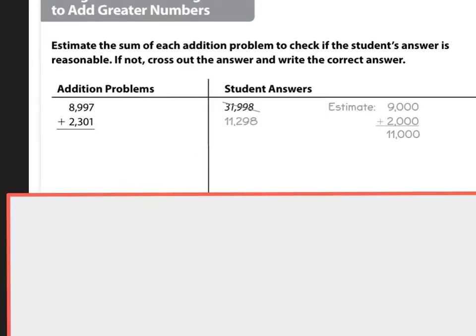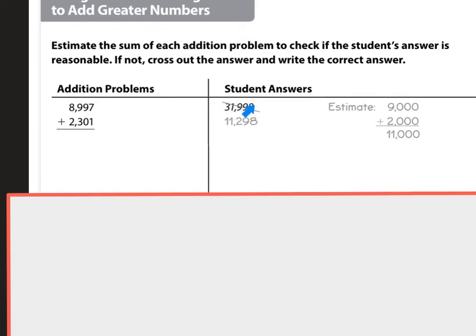All right, guys, page 8. We're going to estimate the sum of each addition problem to check if the student's answer is reasonable. If not, cross out the answer and write the correct answer. So the first one right here, you can see we rounded 8,997 to the nearest thousands place, which would be 9,000. And then we rounded 2,301 to the nearest thousands place, it would be 2,000. We add those two together to get a sum of 11,000. And you can see 31,998 is nowhere close to 11,000.